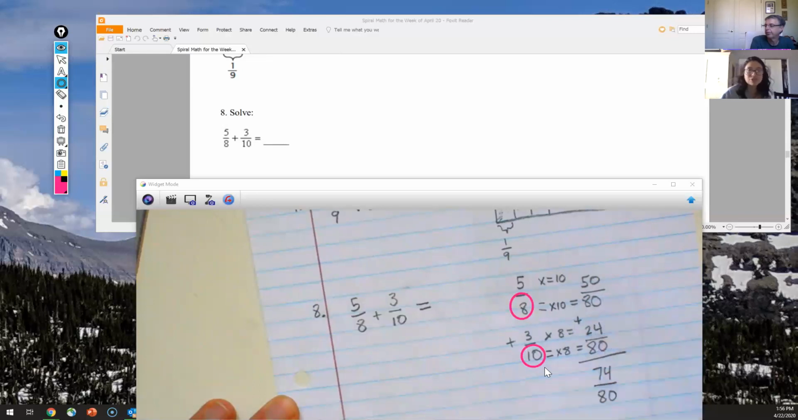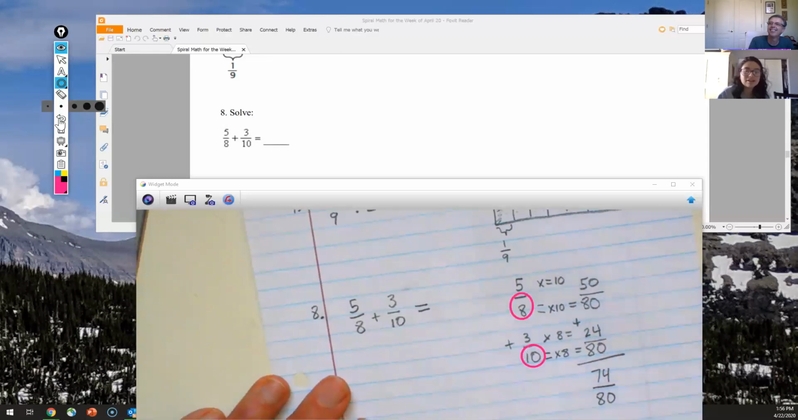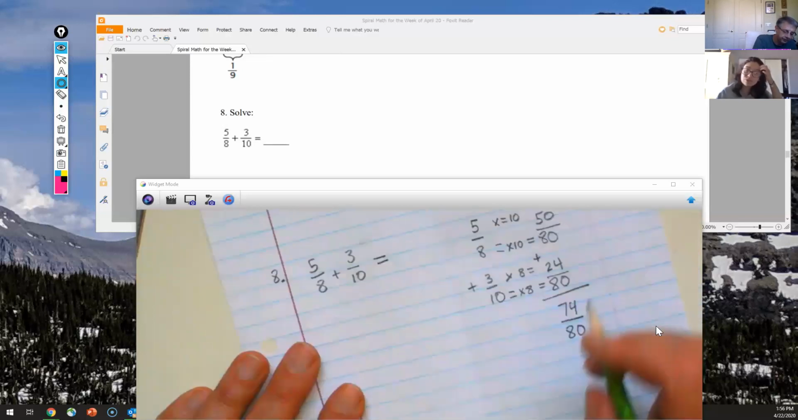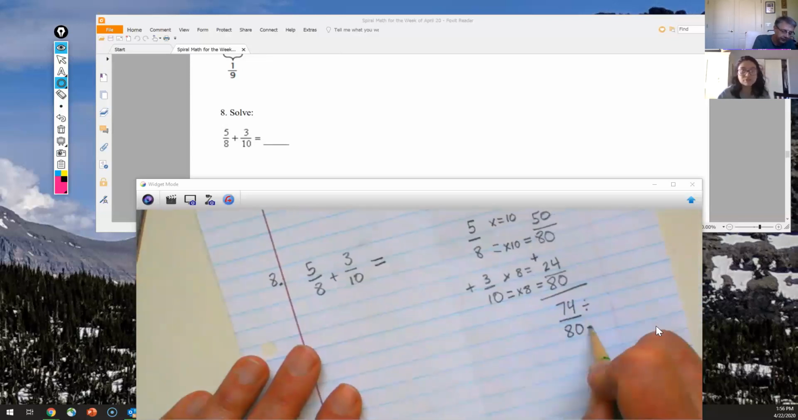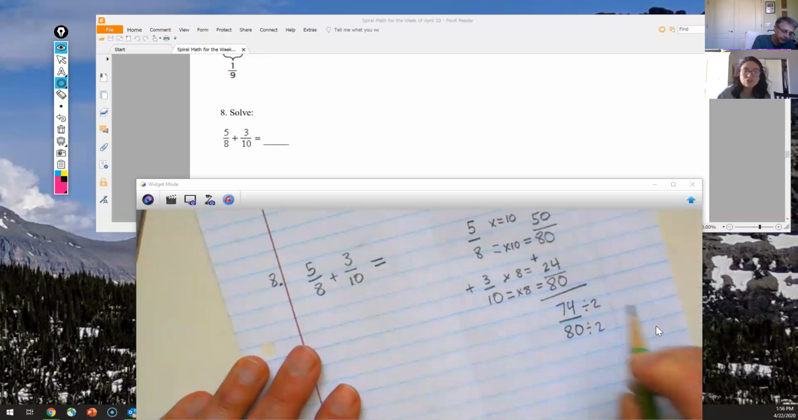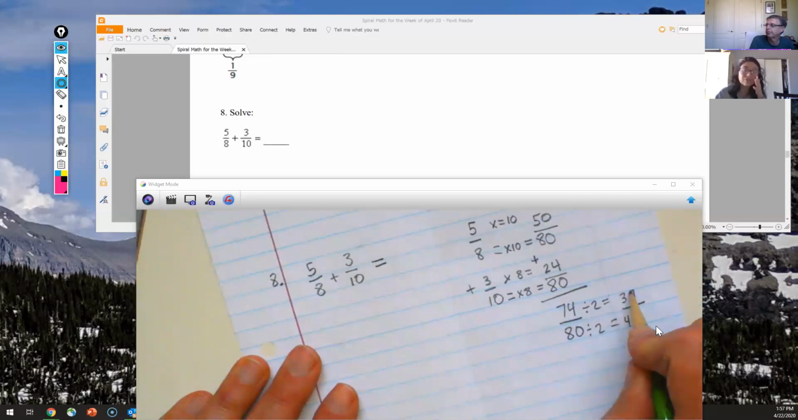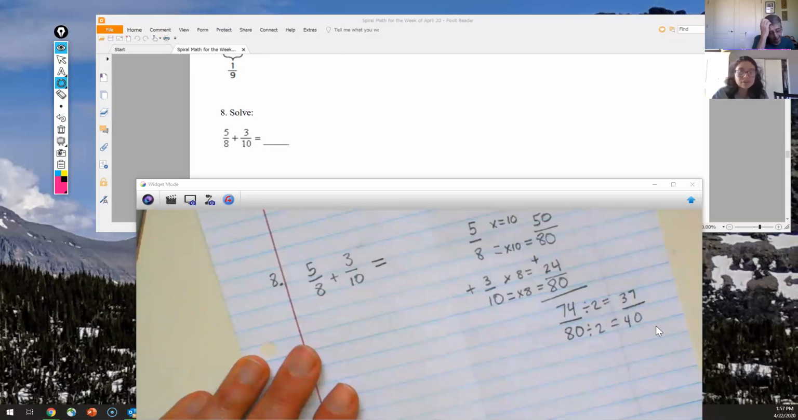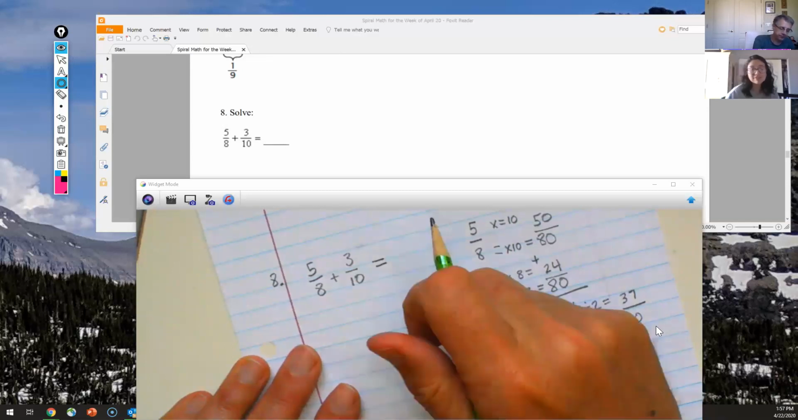It probably should have helped that I saw this before, but I do know that 2 definitely goes into it. I personally always start out with 2 when I see 2 even numbers, just to make the numbers a little bit smaller. So 2 is going to go into your 80 40 times, and it's going to go into your 74 37 times. Looking at 37 and 40, you actually can't simplify that anymore. So our sum, or our answer, is going to be 37 over 40.